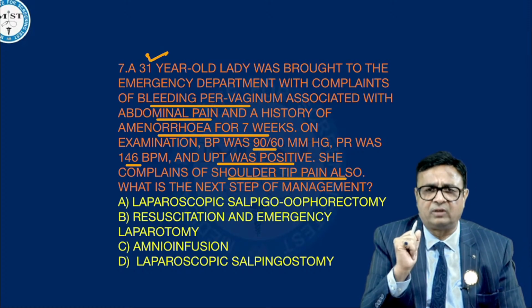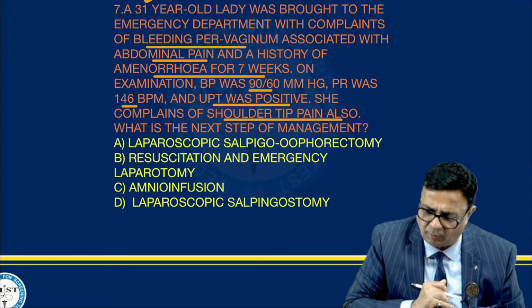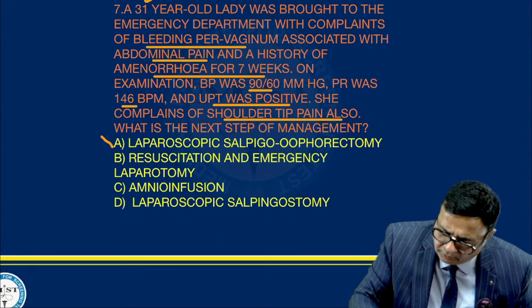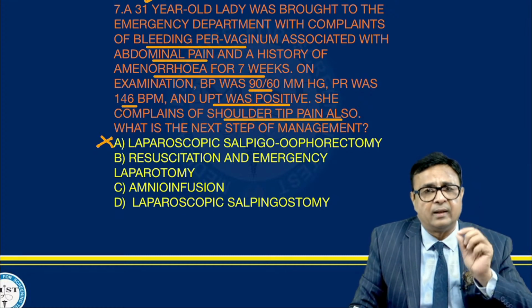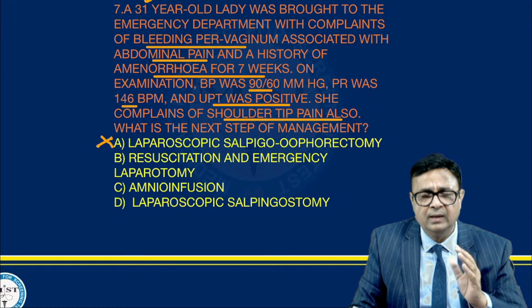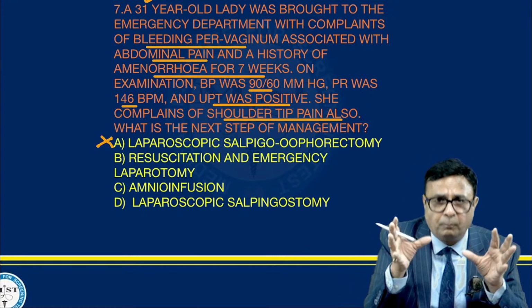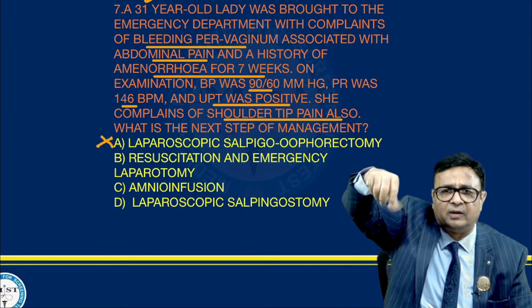What is the next step of management? Laparoscopic salpingo-oophorectomy. First of all, laparoscopy is not done in ruptured ectopic pregnancy. If it is a ruptured ectopic pregnancy, it is a life-saving surgery. She is bleeding so profusely inside as if a tap is open.